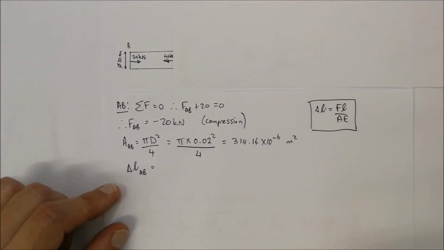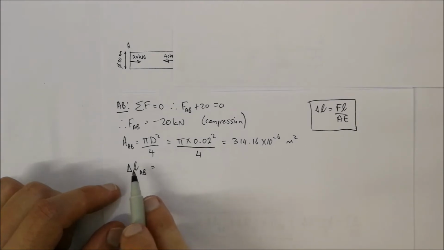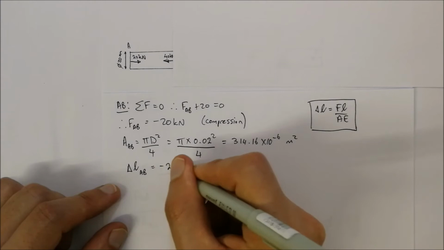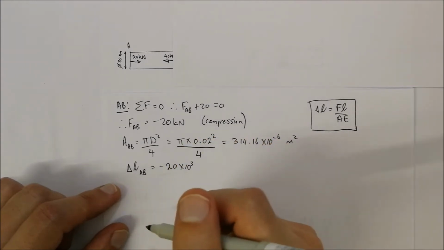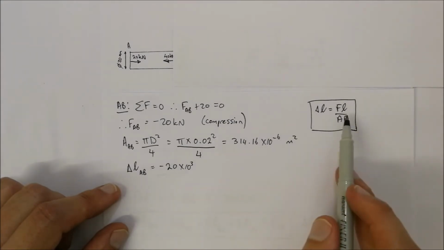Okay, so we're going to be using that equation. The force that we've got is negative 20, so that is minus 20 times 10 to the 3, because it's kilonewtons. We're going to multiply that by the length.